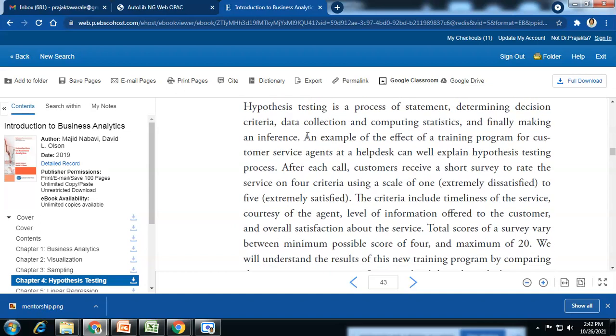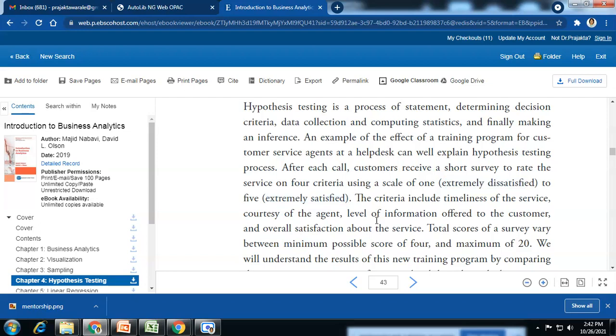They have also given an example: the effect of a training program for customer service agents at the help desk can well explain hypothesis testing. After each call, the customer receives a short survey to rate the service on four criteria using a scale of 1, extremely satisfied, to 5, extremely dissatisfied. So you can give a scale and take feedback from the customer. In such cases, you can define the hypothesis.